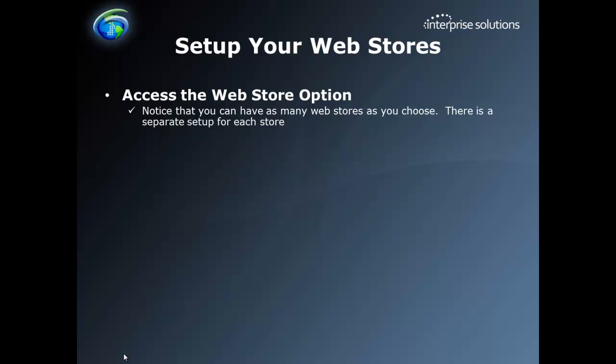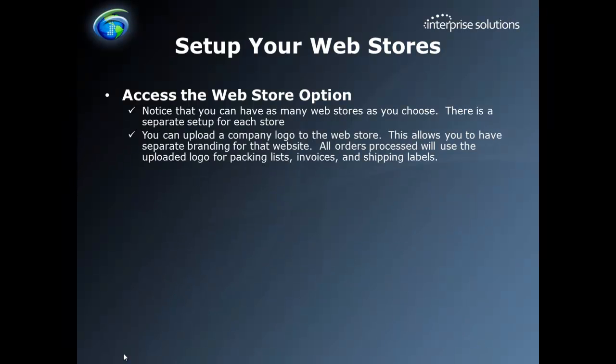When accessing the web store option, notice that you can have as many web stores as you choose. There is a separate setup for each store. You can upload a company logo to the web store. This allows you to have separate branding for that website. All orders processed from that site will use the uploaded logo and address for packing lists, invoices, and shipping labels.